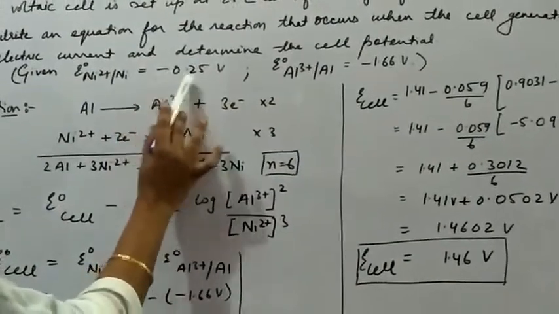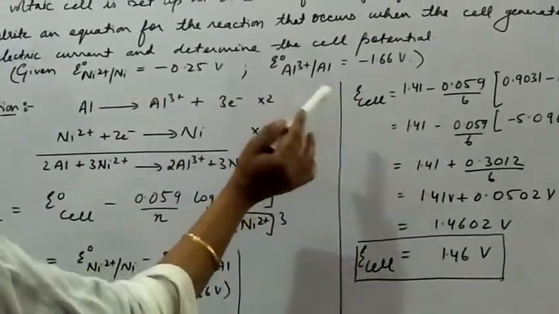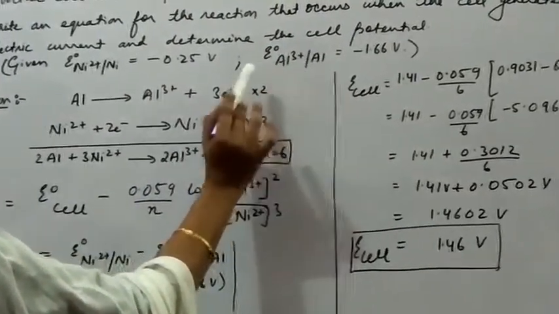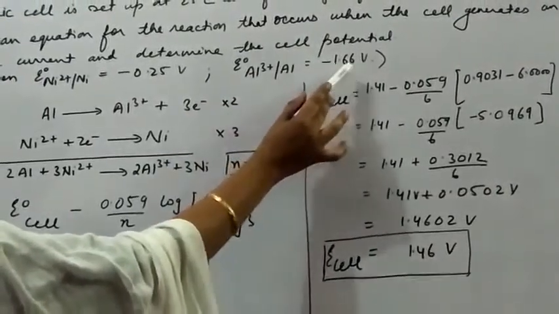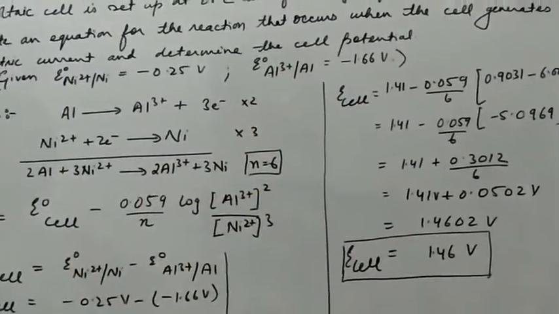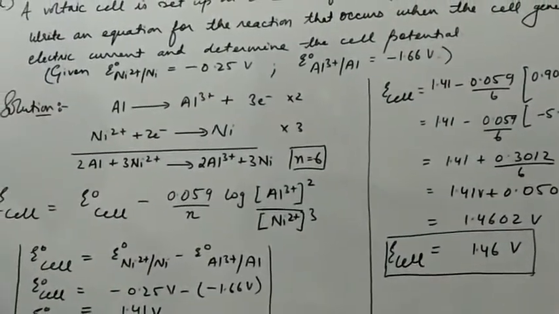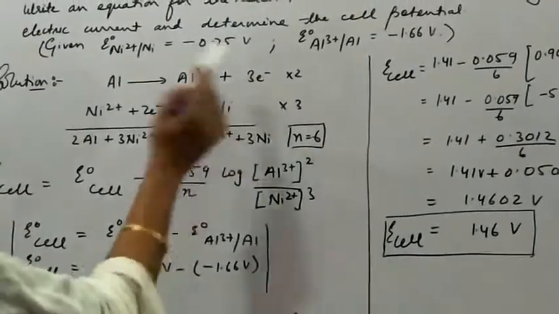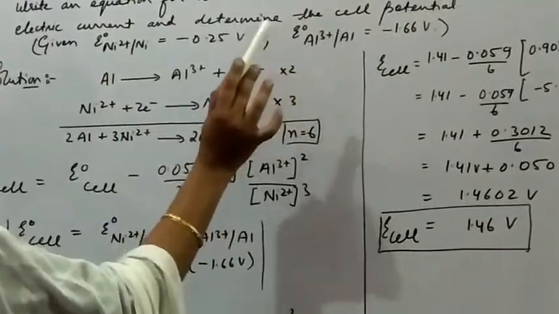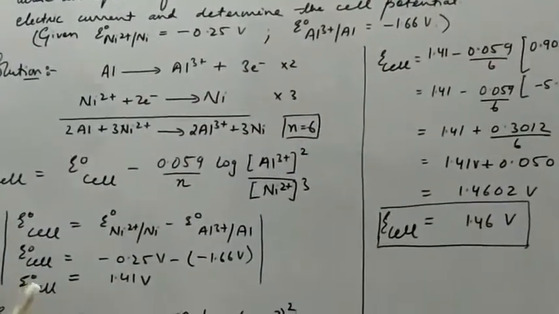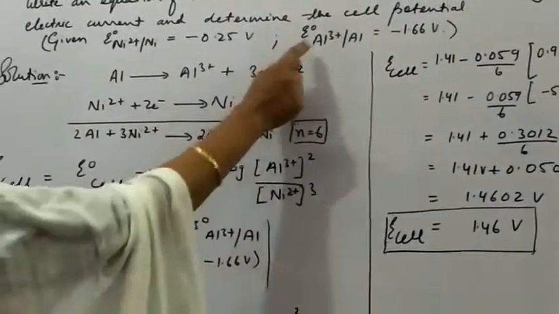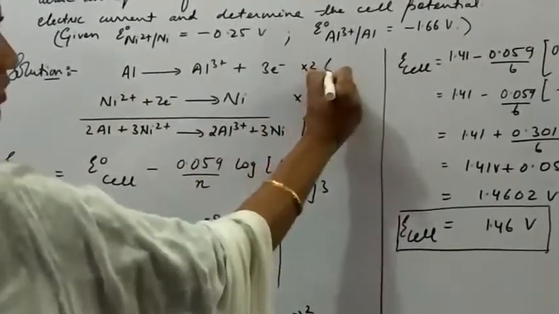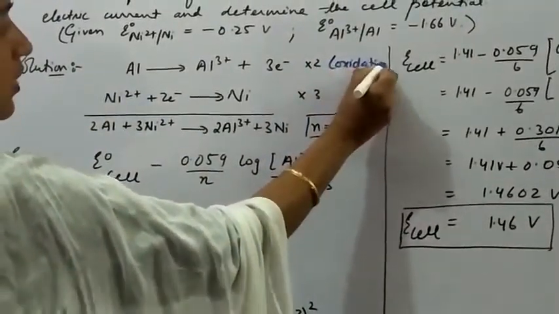Now if you compare the value of the nickel electrode and that of the aluminum electrode, you can see which one has got the lower standard electrode potential. It is minus 1.66 volt. So as we have done in the application of electrochemical series, the electrode which has got the lower electrode potential will undergo the oxidation. So here the aluminium electrode has got a more negative value of electrode potential, so it will undergo the oxidation. So here aluminium undergoes the oxidation.